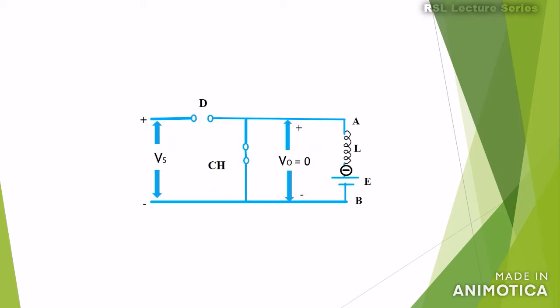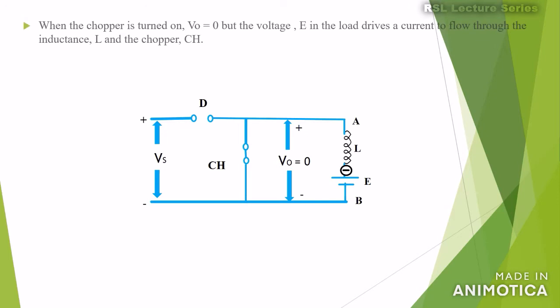Now we'll discuss the principle when the chopper is turned on. When the chopper is turned on, the current will start flowing through the device due to the presence of the load EMF. The current will start flowing from the positive terminal of the load EMF, flow through the inductance and through the chopper, and complete its path. Due to this conduction of the chopper, no voltage will appear across the load.